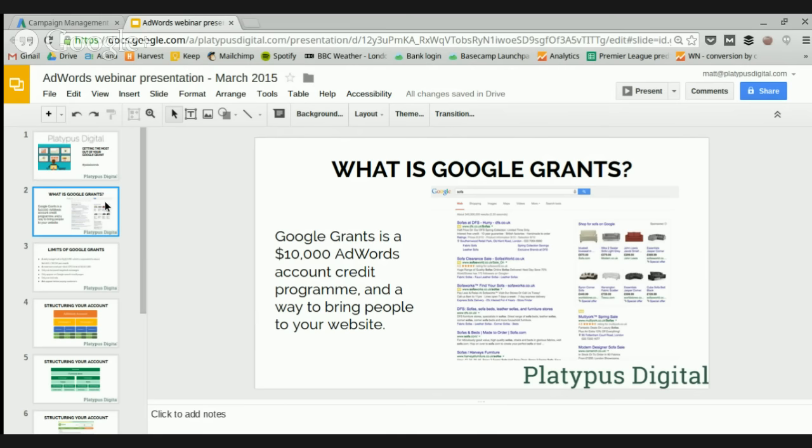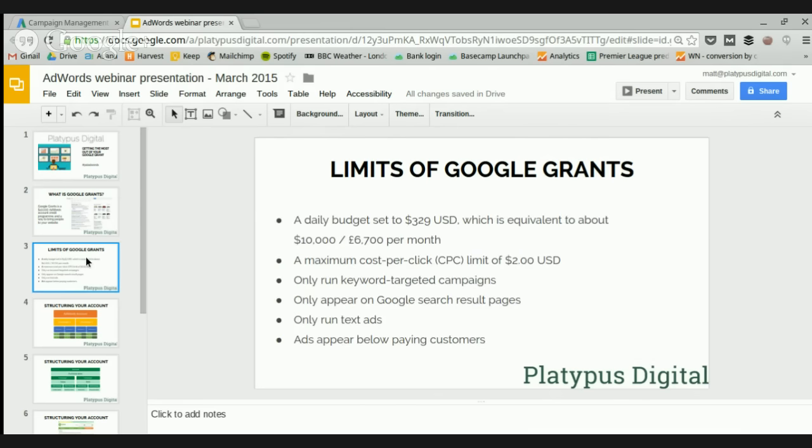It can be tricky to use the $10,000 monthly credit just because of a few restrictions that Google place on the grant. So here's a few of the limits that Google have put in place for charities who use the monthly grant. So there's a daily budget of $329 US dollars, which is equivalent to about $10,000, or in UK money, about £6,700 a month. Accurate as of March 2015.